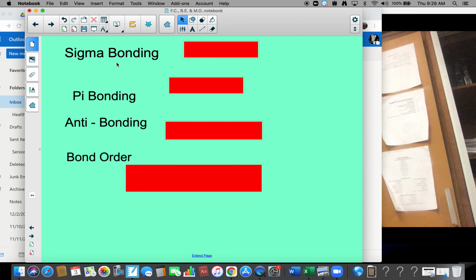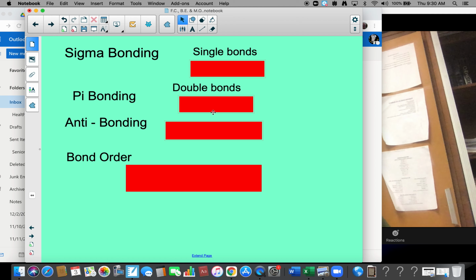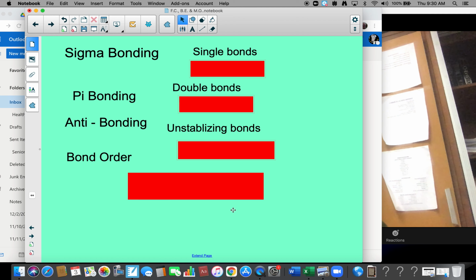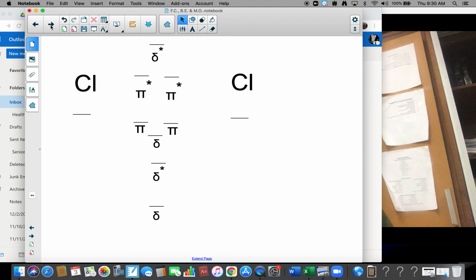To do that, we have to look at some values. We have what are called either single bonds, sigma bonds, or pi bonds, double bonds. We also have what are called destabilizing bonds, or anti-bonds. And in order to see if the structure is correct, we generate what's called bond order. Bond order is the number of bonds minus the number of anti-bonds. So let's look at an example. When we do this, we set up a structure like this, and I'll give that to you on the test, so you don't have to worry about it, okay?